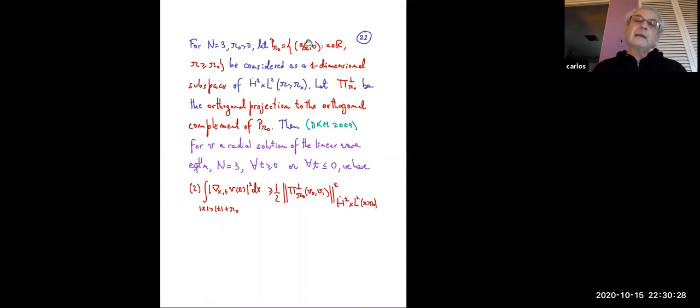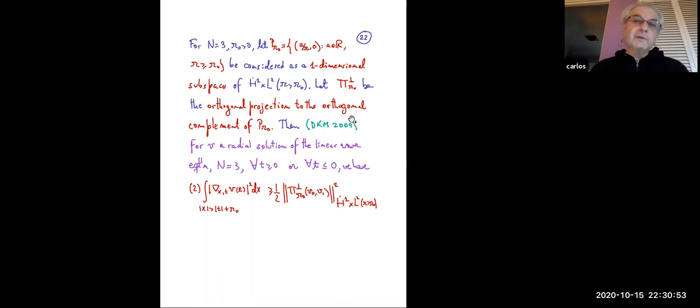And here, 1 over r, we're in 3 dimensions, 1 is n minus 2. So this is the Newtonian potential. And this is the subspace generated by the Newtonian potential. So this is the radial functions in H1 cross L2. And now we look at the orthogonal projection to the orthogonal complement of this one-dimensional subspace.